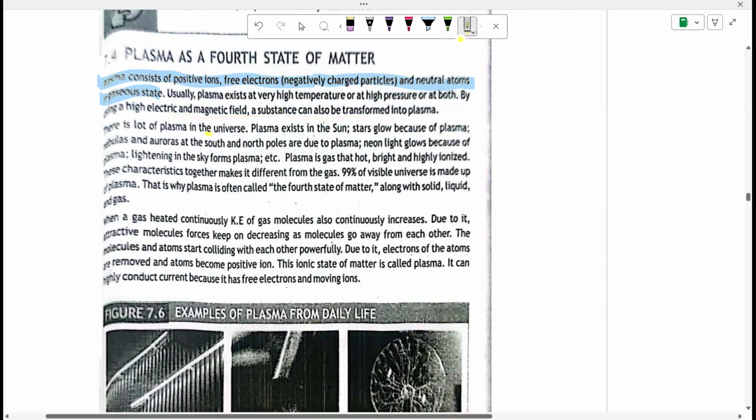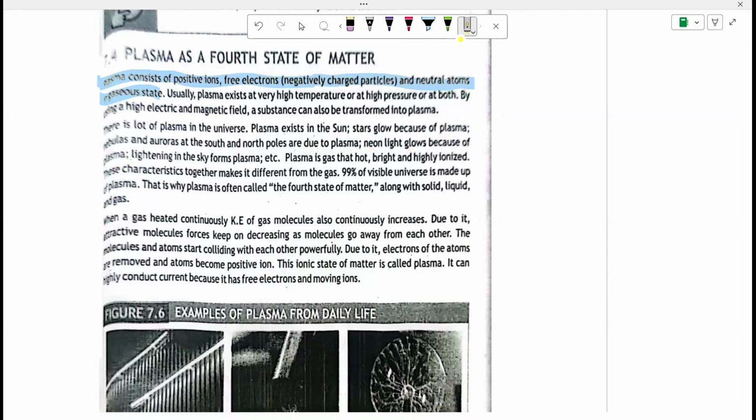There is a lot of plasma in the universe. Basically, in the universe it is plasma that is discussed. Plasma exists in the sun; stars glow because of plasma, because there is very high pressure and temperature, so plasma can easily exist there. Nebulae and auroras at the south and north poles are due to plasma. The green and blue colours we see in the sky over the Arctic region are also due to plasma. Neon light glows because of plasma. Lightning in the sky is also plasma. So these are all examples.